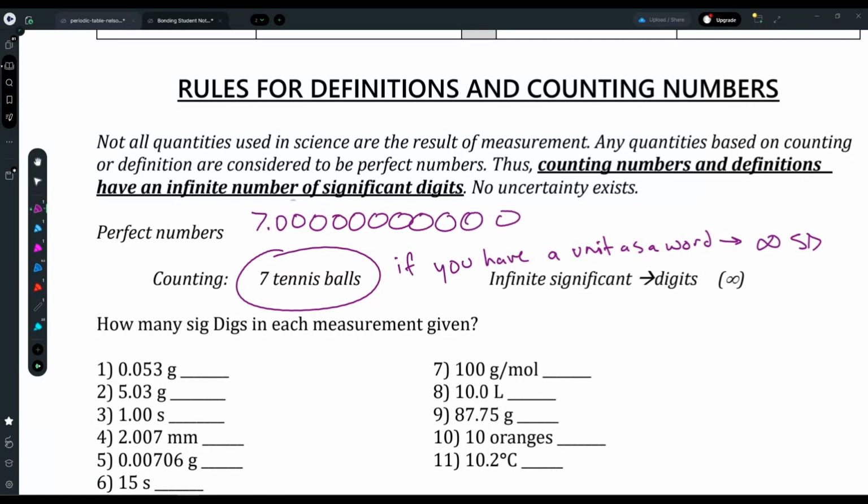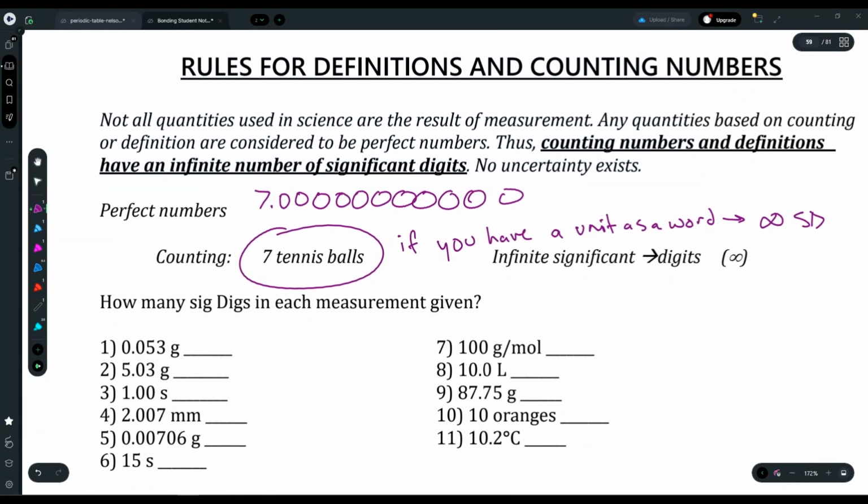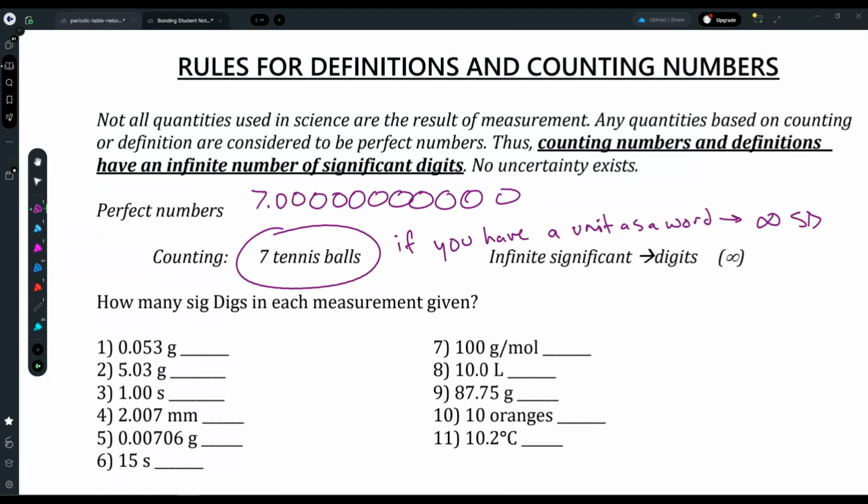I don't know how many zeros those are, but many zeros. So let's count. 1, 2, 3, 4, 5, 6, 7, 8, 9, 10, 11, 12. Right? So the amount of sigdigs could go on forever and ever and ever because the unit is a word.